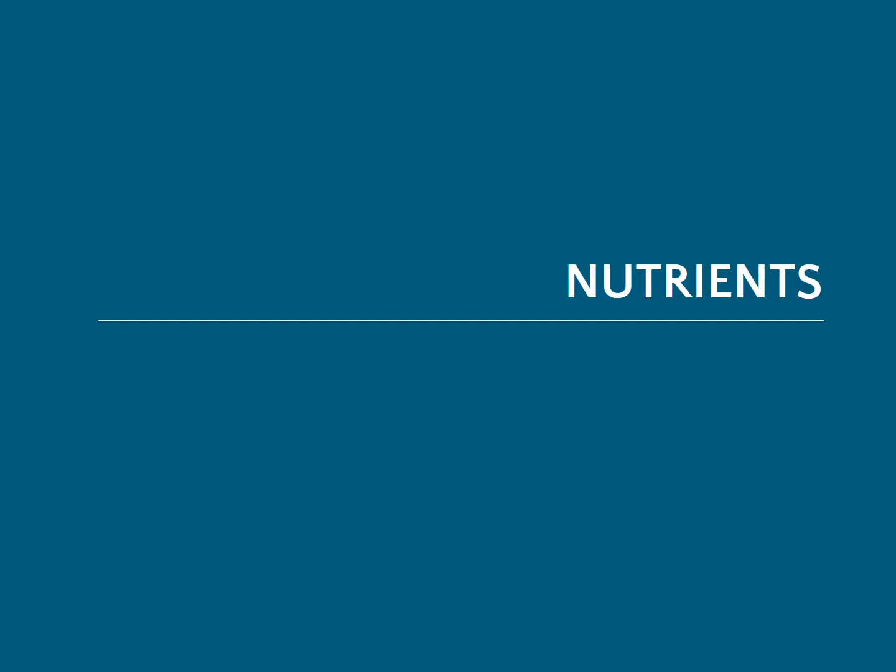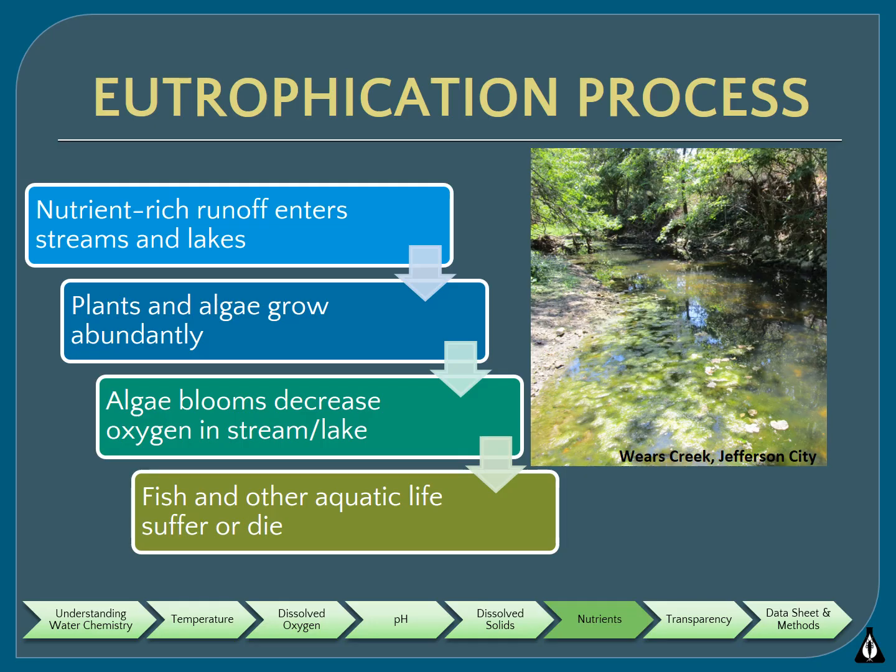Now we're going to talk about nutrients and how they affect stream systems. Nutrients like nitrogen and phosphorus are generally good for a stream whenever they're in balance, but whenever nutrient-rich runoff enters streams and lakes in excess and more plants and algae grow in the stream than what is usually there, this can cause what are called algal blooms. They decrease the amount of oxygen available in the stream or the lake, both by their presence as well as by their decomposition. So with this lack of dissolved oxygen, fish and other aquatic life might suffer and die.